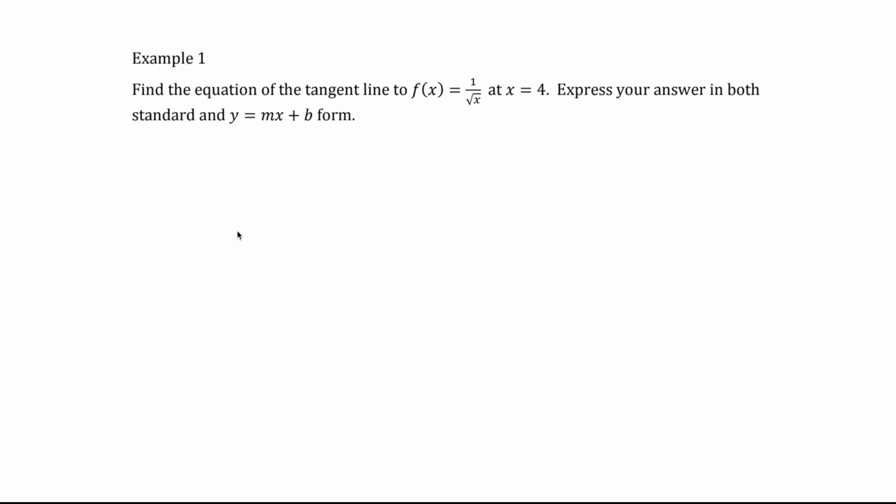Example 1. Let's find the equation of the tangent line to the function f(x) equals 1 over the square root of x at x equals 4. And we want to express the answer in both standard form and y equals mx plus b form. So this is also going to be a little bit of a review of equations of lines. Okay? So let's do this.